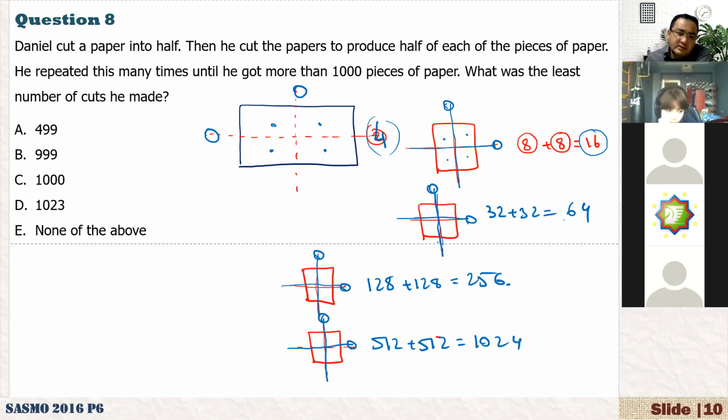So here, what is the answer? Here, the answer is none of the above. We don't have such an answer here.